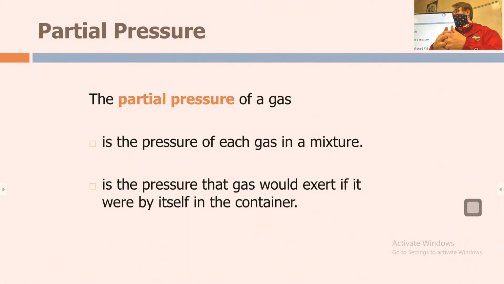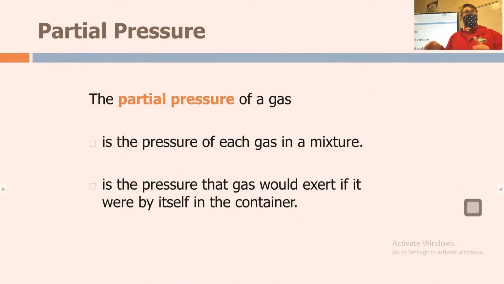Temperature blends, right? If I put a hot piece of metal into cold water, what would happen to the water? It'd warm up. What would happen to the metal? It'd cool down, right? The temperature blends no matter what the materials are. But for whatever reason, gases don't blend their pressures. Each gas maintains its pressure. Everyone say each gas maintains its pressure. Okay, that's Dalton's law of partial pressure.